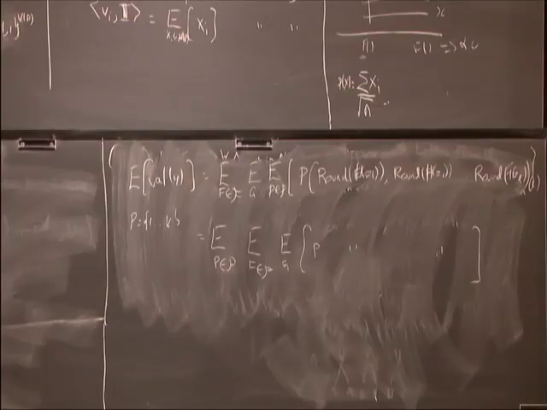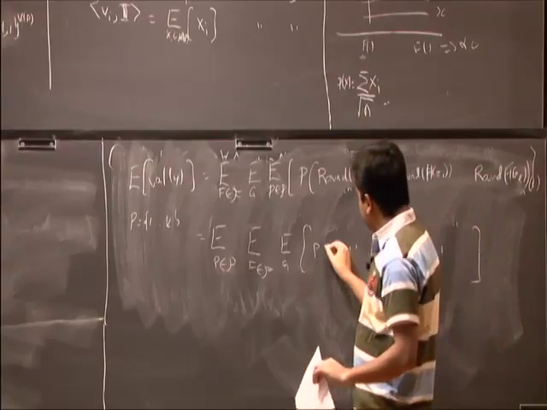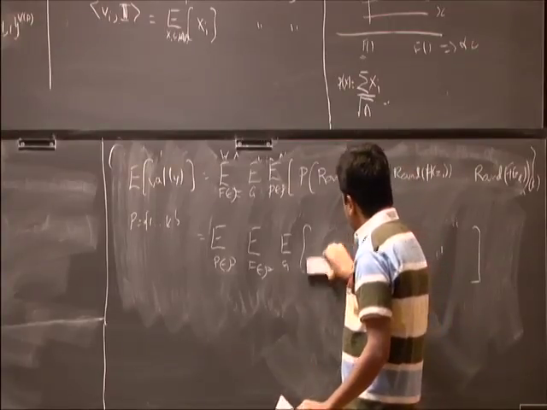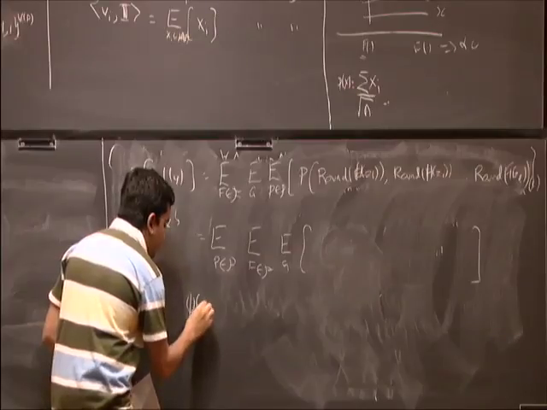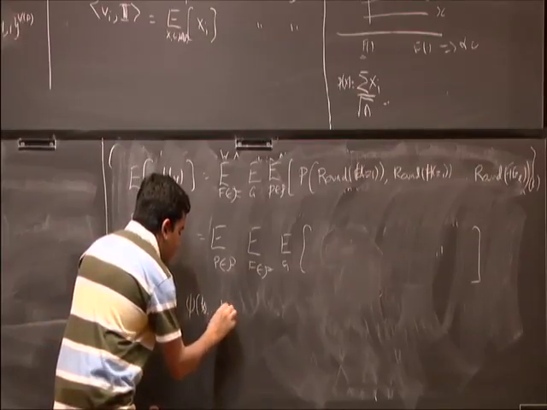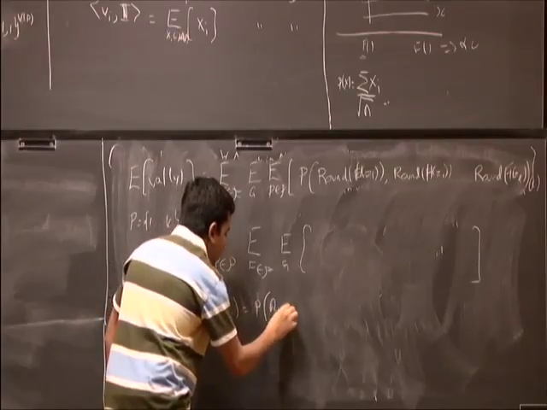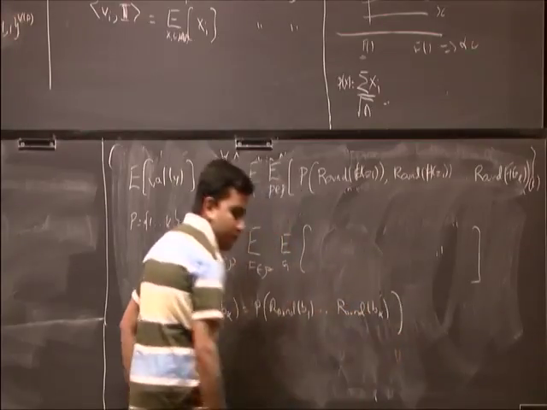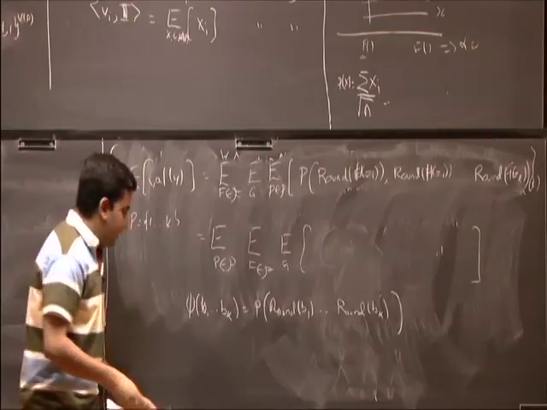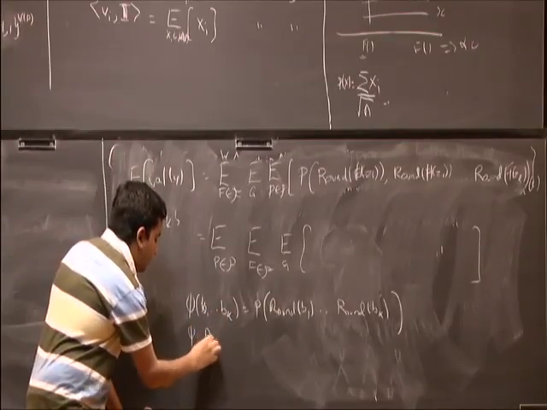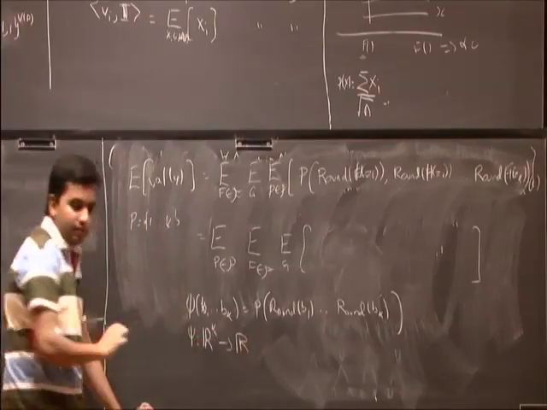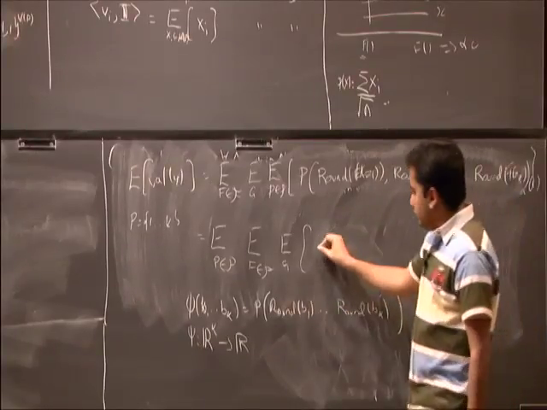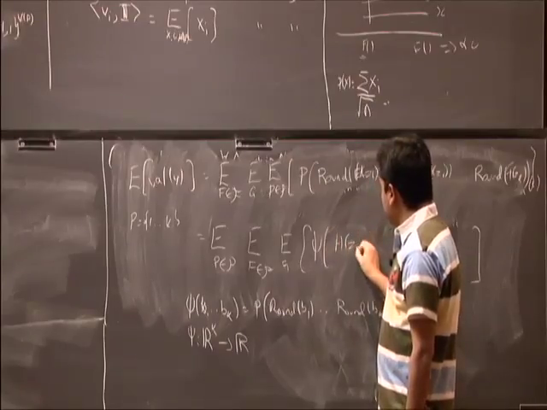I have P of, let me call psi of b1 to bk to be equal to P of round of b1, round of bk, right? So b1 to bk are real numbers, so psi is a function from R to the k, it outputs a payoff in R. So really what you have inside is just psi of h of z1, h of zk.